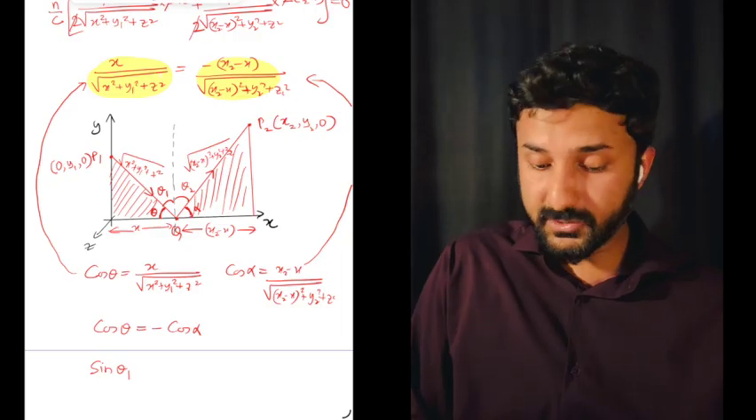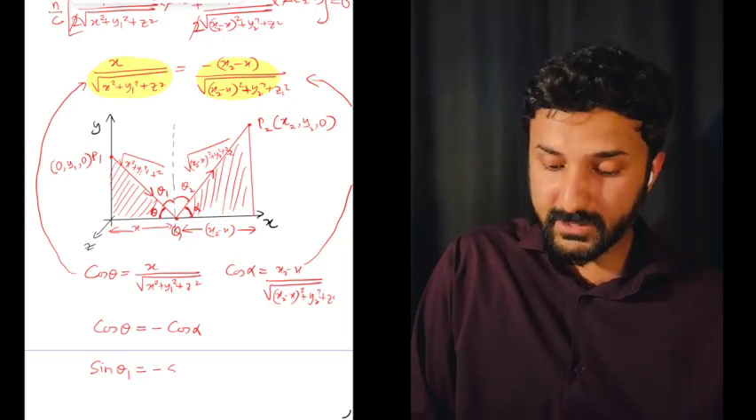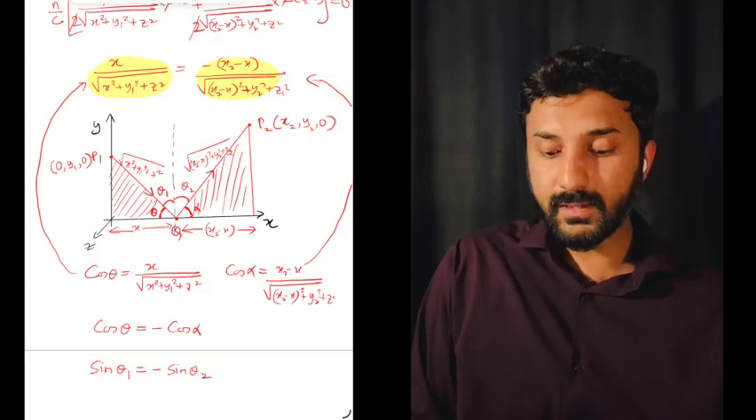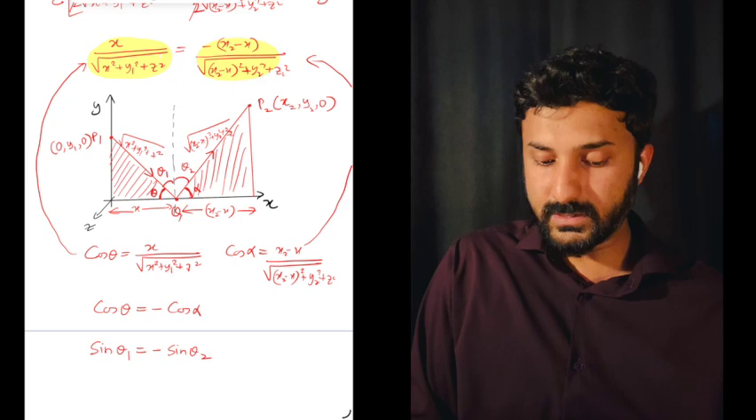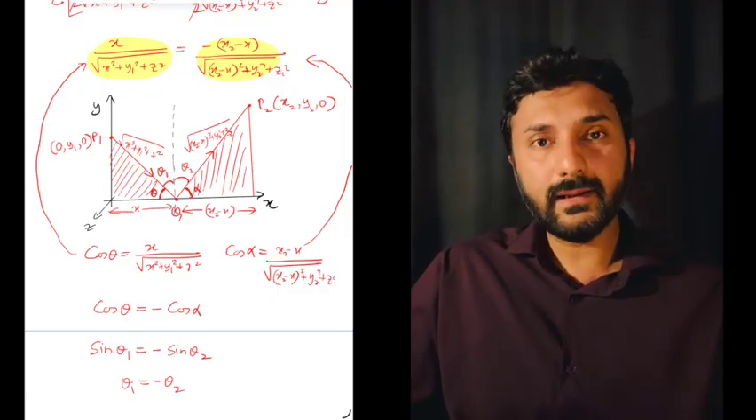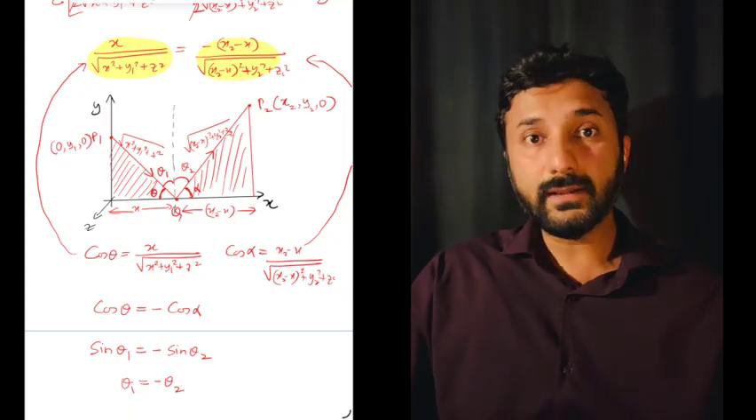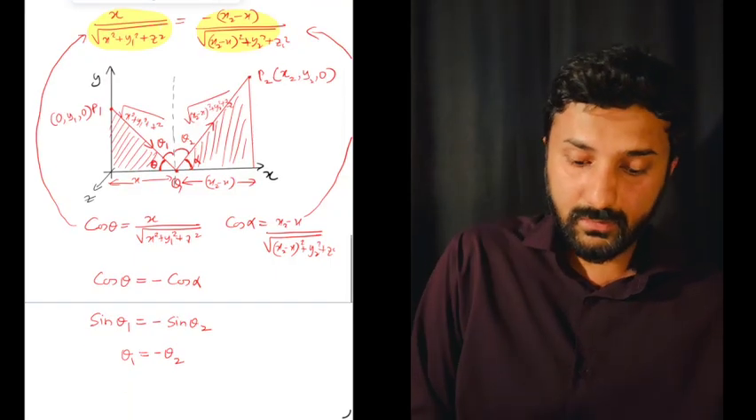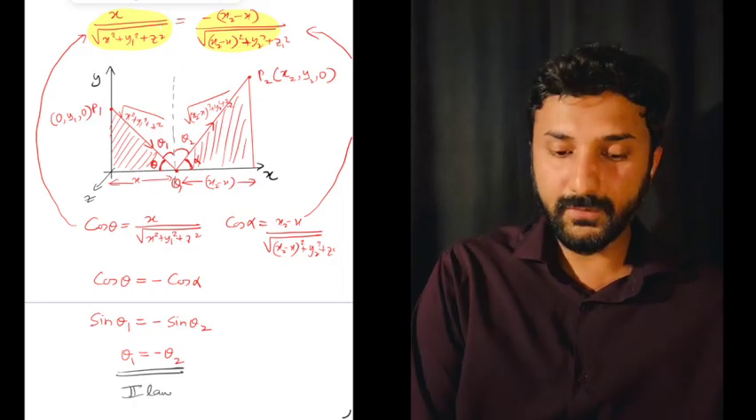So cos of theta is going to be same as sine of theta 1, and cos of alpha is going to be same as sine of theta 2. And what does this mean? If sine of two angles are equal, sine of theta 1 is same as sine of theta 2, theta 1 and theta 2 themselves should be equal, except for the sign, of course. But the angles are equal. Angle of incidence is equal to angle of reflection. And that's exactly the second law. So what we have arrived at here is the second law of reflection.